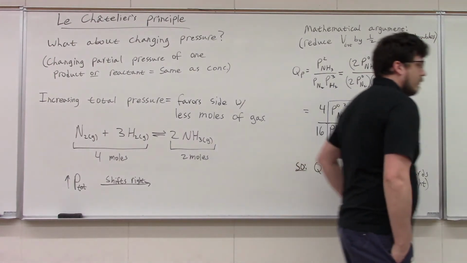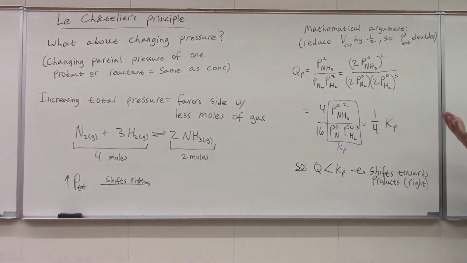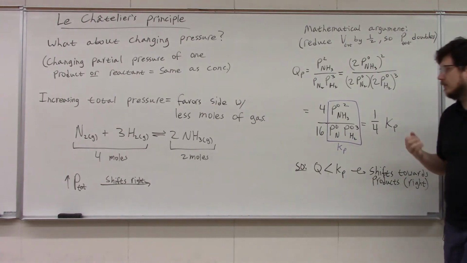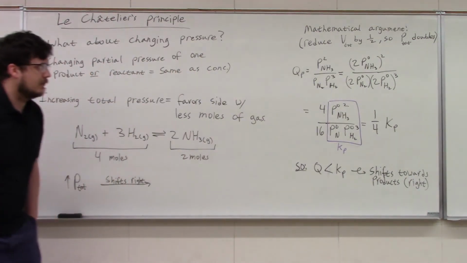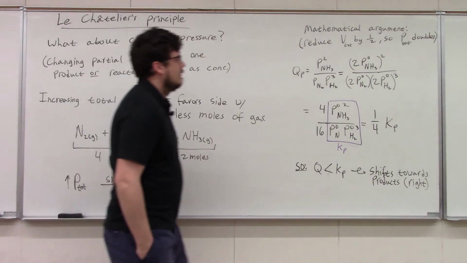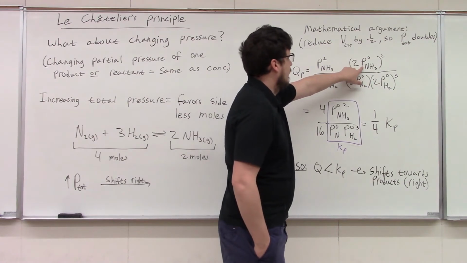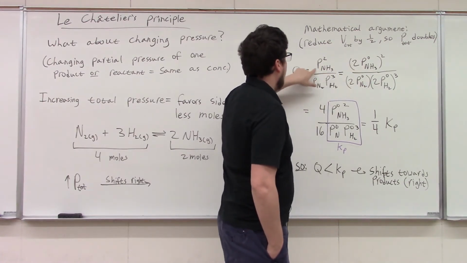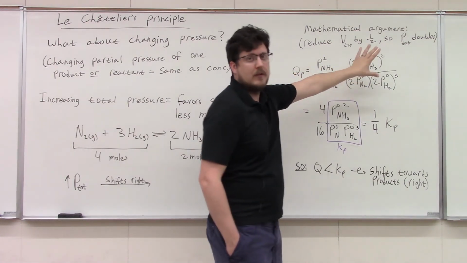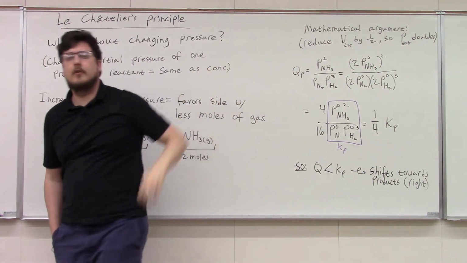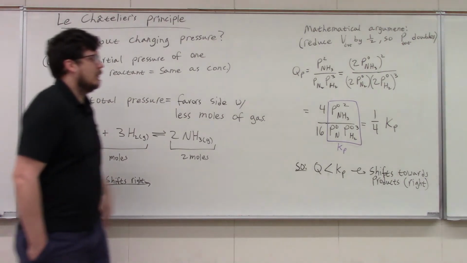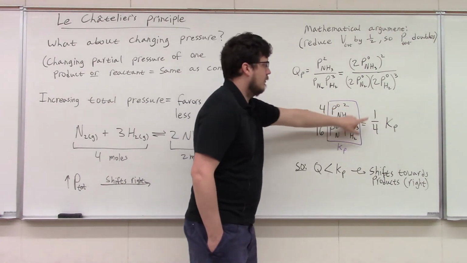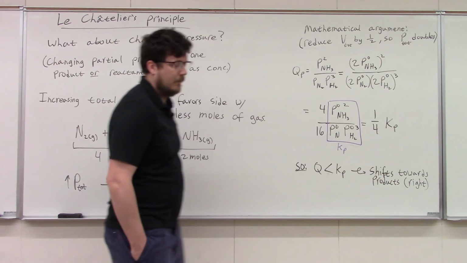It's going to shift towards products, because if Q is small, then we need more products to make it larger to reach equilibrium, and less reactants. So that's what's going to happen. That's the mathematical explanation of what's going on. It gets a little crazy. Again, this is the equilibrium pressure, and whatever we are in the moment was double that pressure. That's all I did. I just substituted in 2 times the equilibrium pressure for all my pressures, and I factored out the exponents. And we come out with 4/16 times Kp, which is 1/4 Kp. That's what we're looking at.